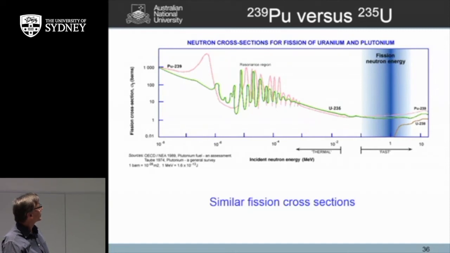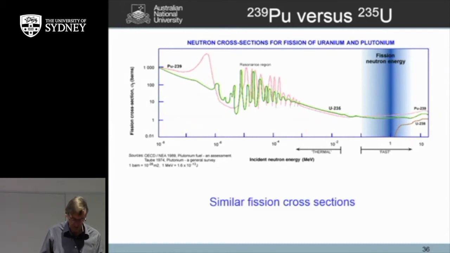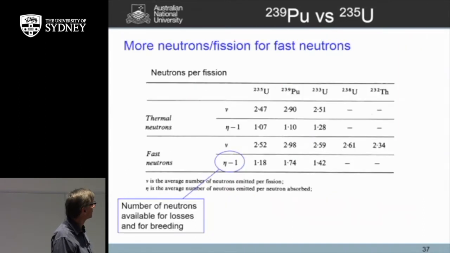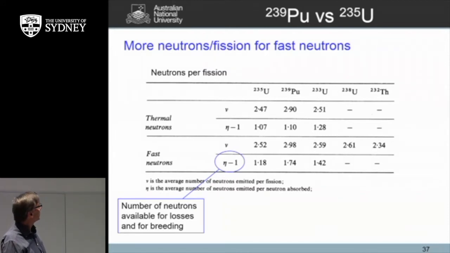Plutonium-239, similar cross-section to uranium-235. Plutonium-239, from the point of view of its cross-section, is not going to be a lot better than uranium-235. But what is better is the number of neutrons per fission. So you see two things happening here.